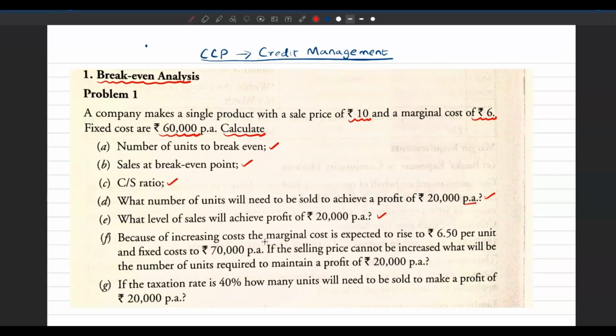Because of increasing cost, the marginal cost is expected to rise to rupees 6.50 per unit and fixed cost to rupees 70,000 per annum. If the selling price cannot be decreased, what will be the number of units required to maintain a profit of 20,000 per annum? Then the last one, if the taxation rate is 40%, how many units will need to be sold to make a profit of 20,000 per annum? Okay, it might sound too technical, but it's a very simple problem. Let us crack one by one.